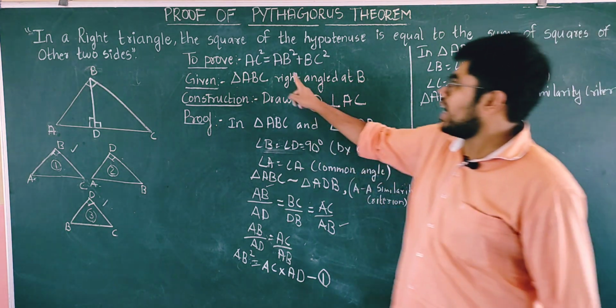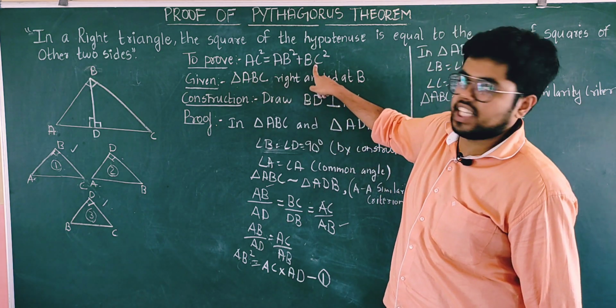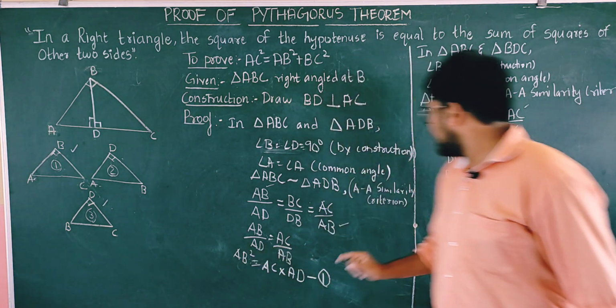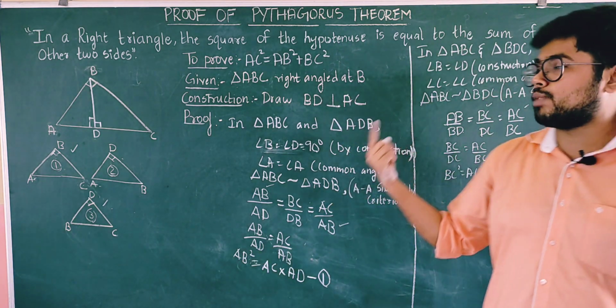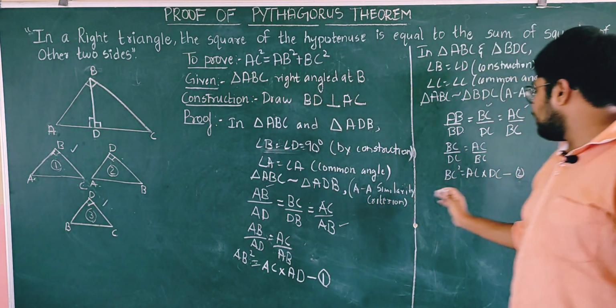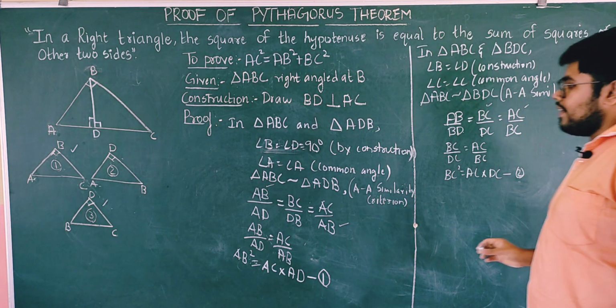What should I do if I want this? If you see here AB and BC, I should add these both. Only then I will get AB square plus BC square on one side. So I'll add equation 1 and 2.